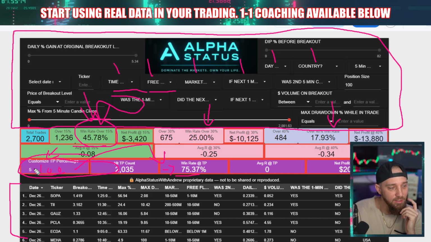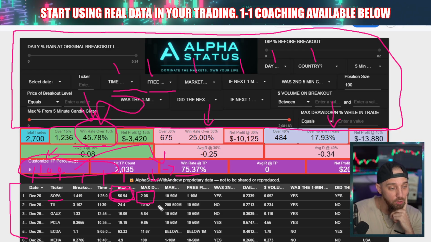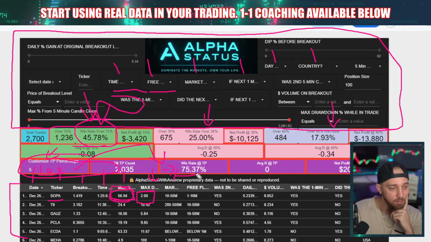Down here at the bottom, guys, you're going to be able to see the date the stock broke out, the ticker, the breakout level, the time the stock broke out, the max percentage that you could have got. So for example, on SOPA, if you use the 15% stop loss, the max percentage that you could have got at its peak was 56%. This is the max drawdown. The max drawdown that you would have been in is only 2%, so that stock barely pulled back. You can see the market cap, the free float, does the next 5 minute candle close green, how much the stock was up when it broke out for the day. So for example, SOPA, the stock was up 23% when it broke out on the 5 minute time frame. TII was up 27%, GAUZ was up 30%, so on and so forth.